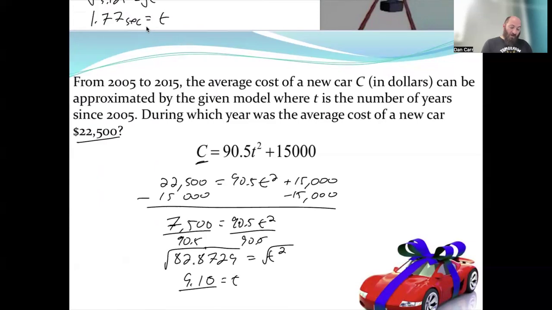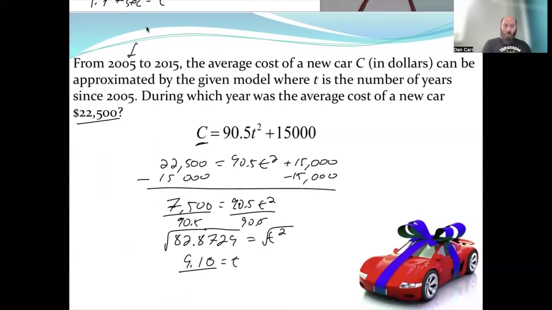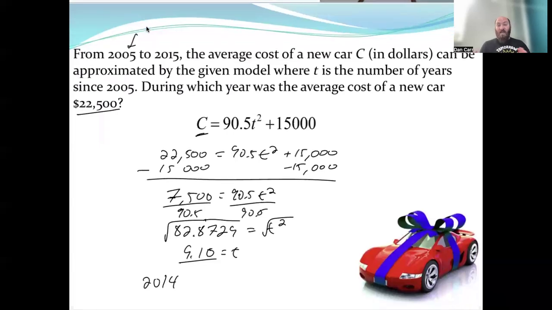It's basically 9 years after 2005. So this happens in the year 2014 when we reach that cost of a new car. Okay, and that's it for today.